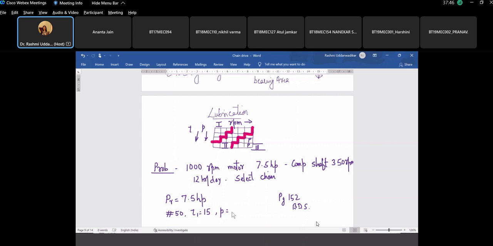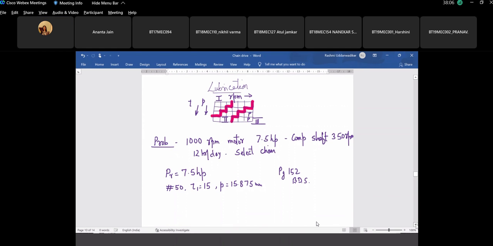5/8 of an inch, which is how much in mm? It's given on the same page in the table below. Value of pitch: 15.875 mm. Now this R50, in the PSG design data book, it is indicated as R50 chain. Check for R50 chain pitch 15.875 in the PSG design data book.